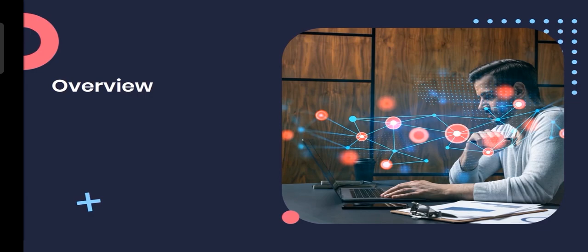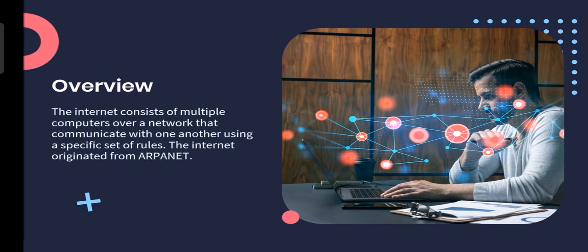Now let's briefly visit the overview of the internet. And essentially the internet consists of multiple computers, otherwise known as devices, over a network that communicate with one another using a specific set of rules. And briefly, we will be covering the different kinds of architectures and topologies when it comes to networking. Now, the internet also originated from this program called ARPANET, which was initially a defense program by the US government. So back then, the internet was never available for public use until today.